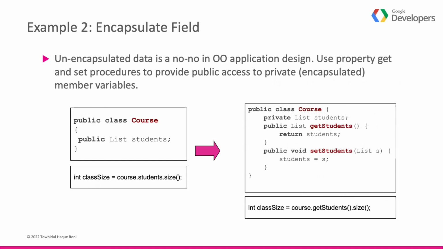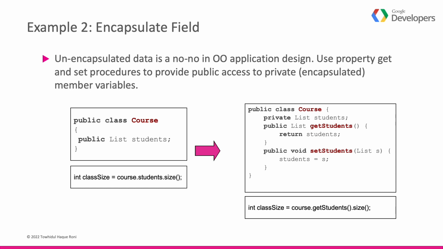All right, folks, let's talk about the importance of encapsulating fields in our object-oriented applications. It's time to bid farewell to unencapsulated data and embrace the power of proper encapsulation. In the given example, we have a class called Course, which initially exposed a public list called students. Now, this might not seem like a big deal at first, but unencapsulated data can lead to various issues down the line.